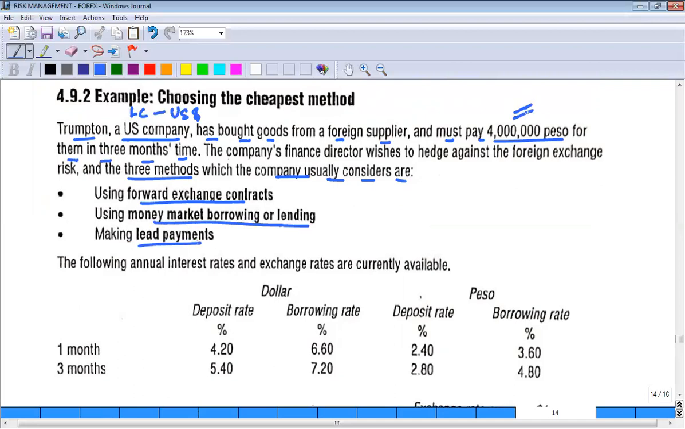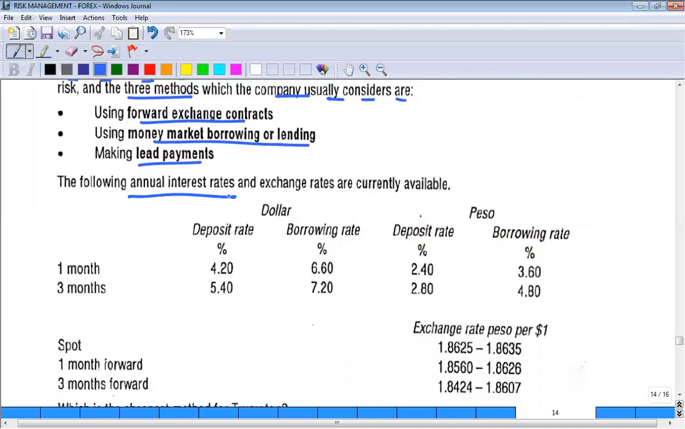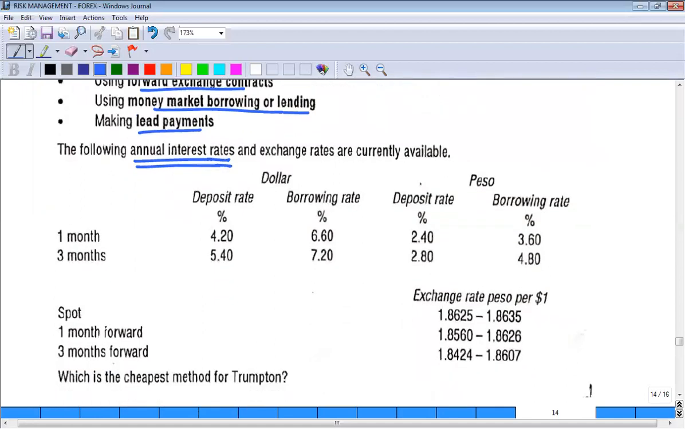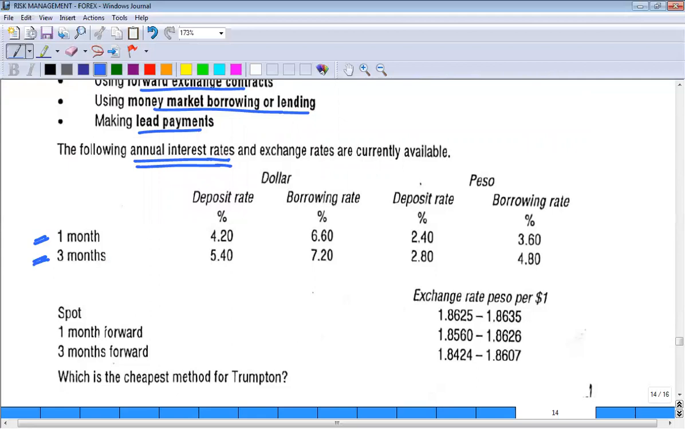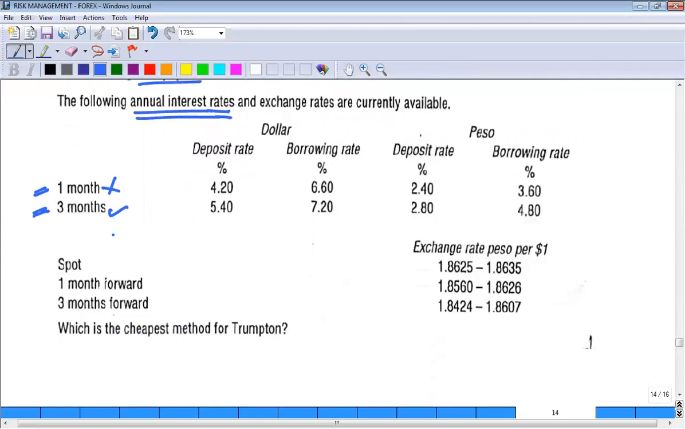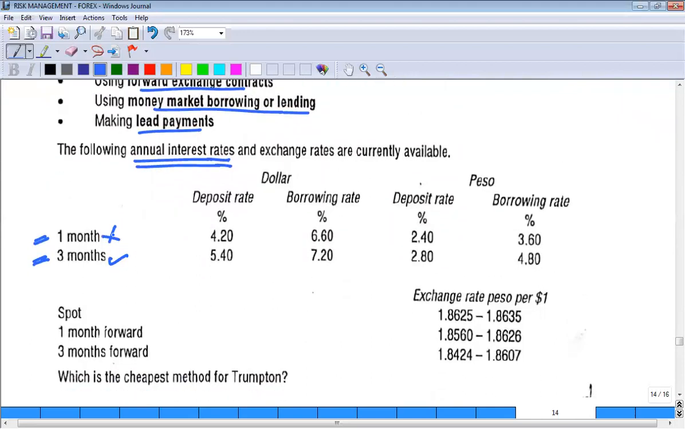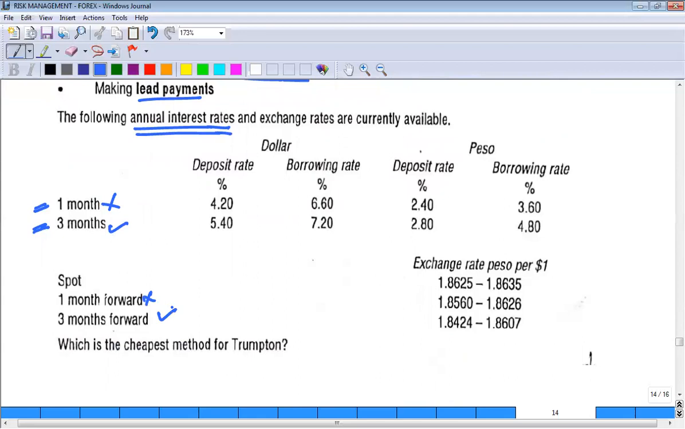That's 4 million pesos. The annual rates, let's mention that this is annual. If in the exam it's mentioned that this is 6 months or 3 months, apply accordingly. If it's annual, then proportion accordingly. Annual rate for 1 month and annual rate for 3 months. Do remember, the rates are annual. We are considering 3 months here. 1 month is irrelevant. Rates given: spot, 1 month forward, 3 months forward. This is irrelevant. Relevant is this.